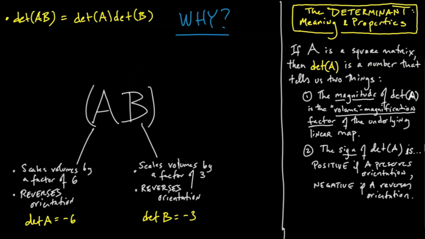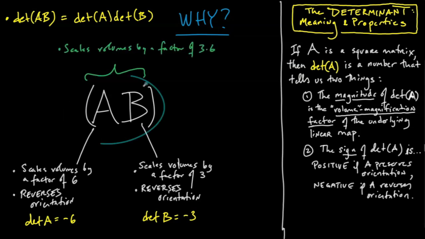But what happens if you do that? You hit the space with B, all the volumes get scaled by a factor of 3, and the orientation gets flipped. You take that result, feed it into A, and what happens? All the volumes get scaled by an additional factor of 6, and the orientation flips again. So of course, the overall effect is that the product matrix scales volumes by a factor of 3 times 6, or 18, because that's what happens when first you triple something and then you sextuple it. You end up multiplying it by a factor of 18, 3 times 6.